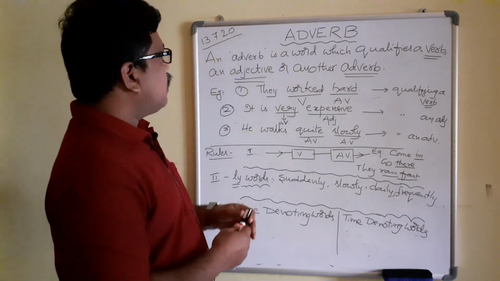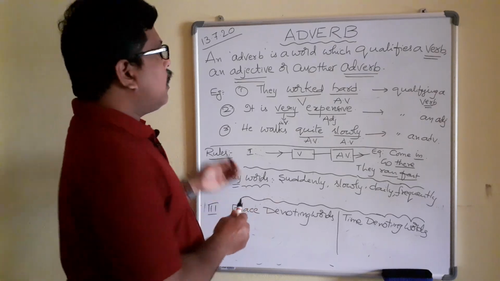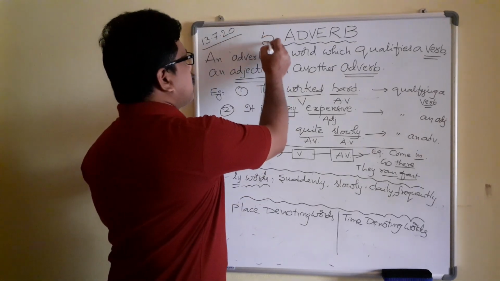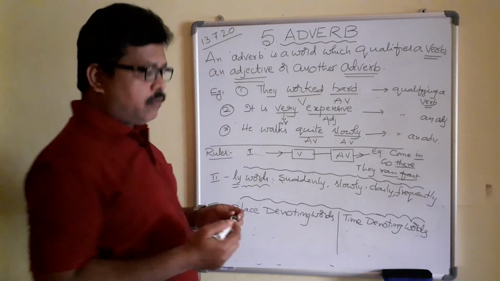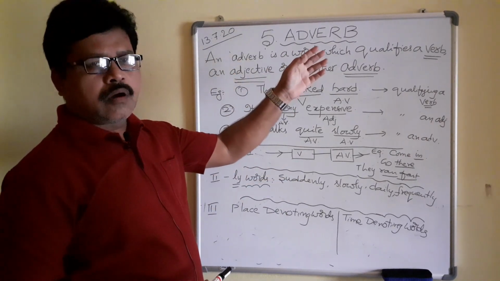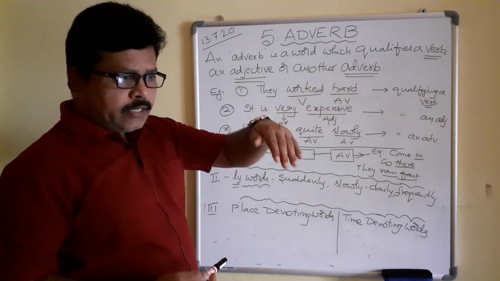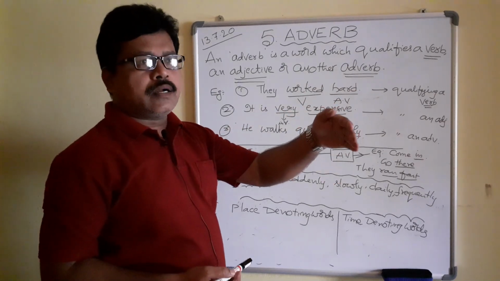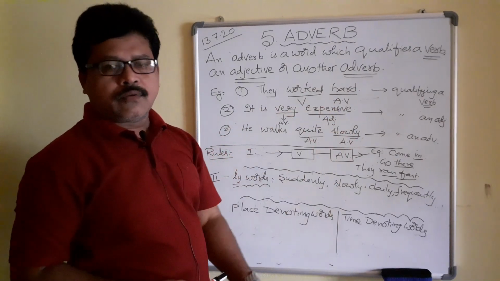So now we have the fifth one, adverb. After noun, pronoun, adjective and verb we have adverb. This is a little difficult among all the 8 parts of speech. Identifying an adverb is a little difficult whenever you are given a sentence.